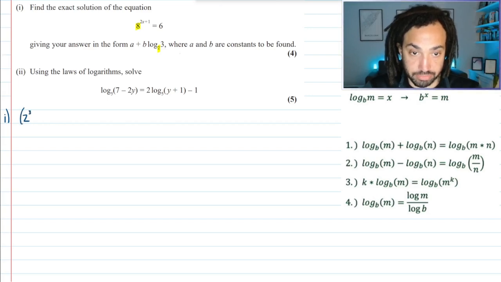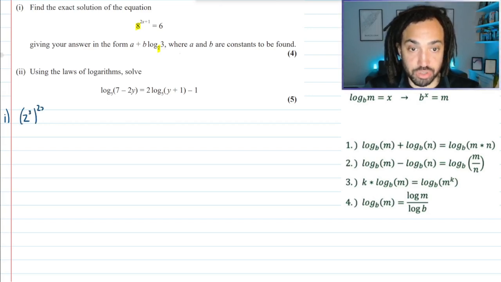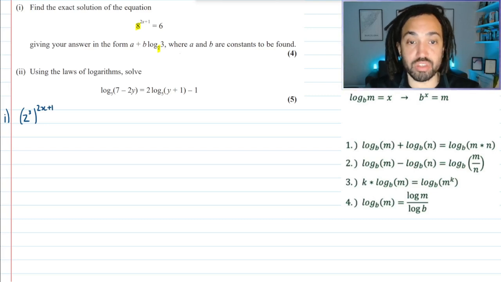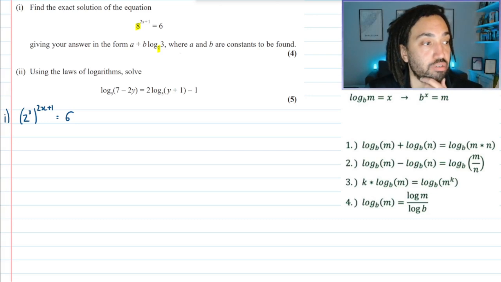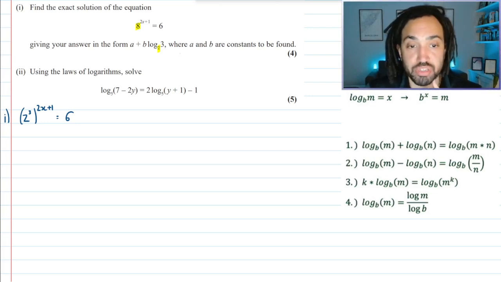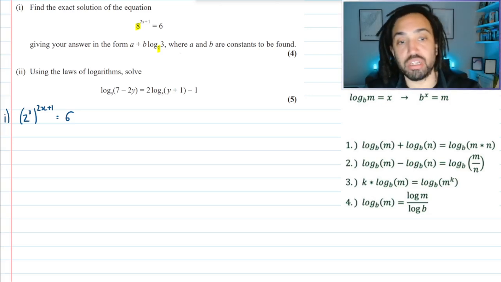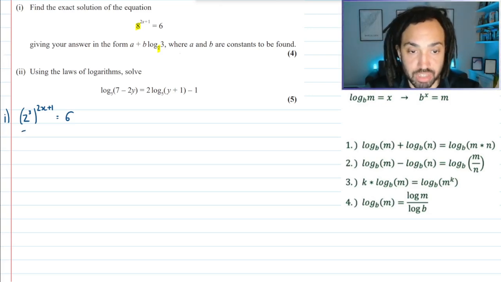2 to the 3, 2x plus 1 is equal to 6. Okay, great. Right, now what we can do is we can distribute this power. So when you have a bracket situation like this and a power of a power, we can multiply the powers together. So it becomes 2 to the 6x plus 3 is equal to 6.